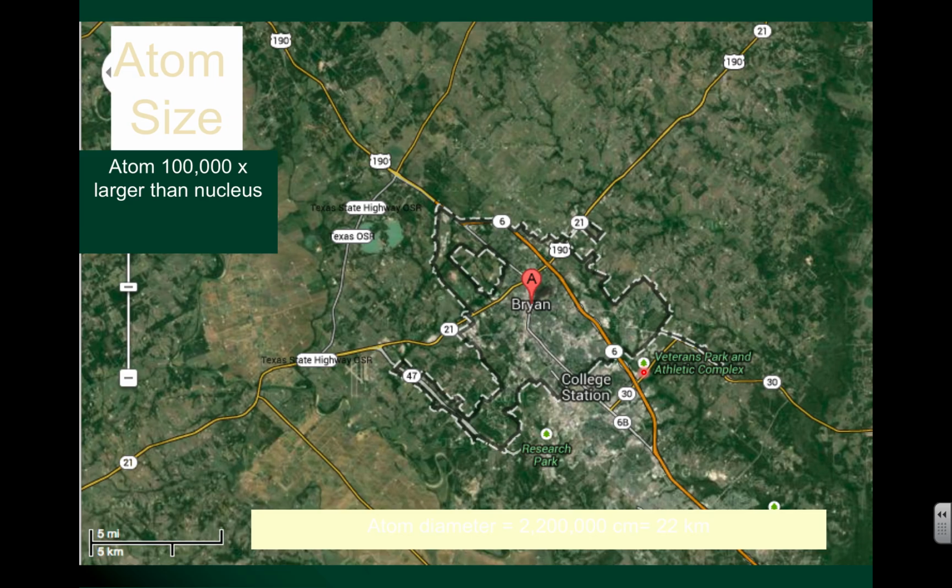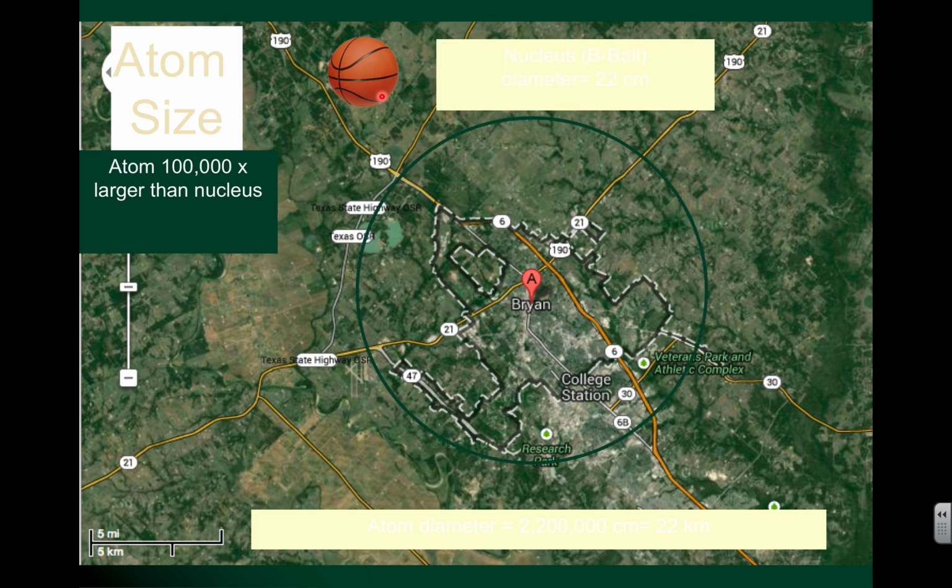Now, just to give you an idea of how much empty space there is in an atom, just imagine that you're at downtown Bryan and you're holding a basketball. If this basketball was the size of a nucleus in downtown Bryan, the electron would be out to OSR. So that's how far away the electron is. That's how much empty space is in an atom. The nucleus is very, very tiny.